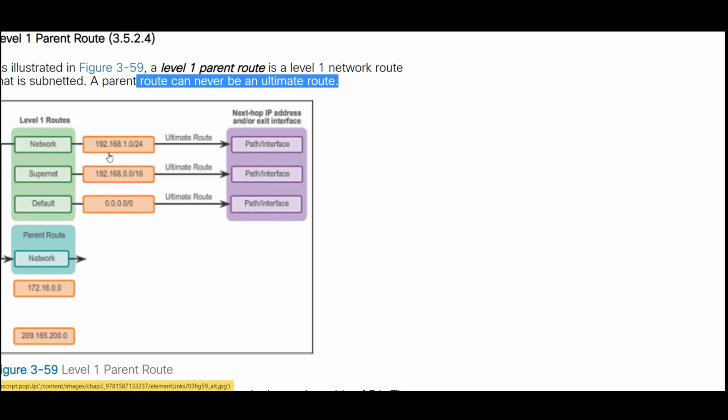Okay, so this is going to be level 1. Then here 192.168.0.0/16. The 16 means this is class C, but they are writing 16. So this is a supernet. So supernet, we already know it is level 1.